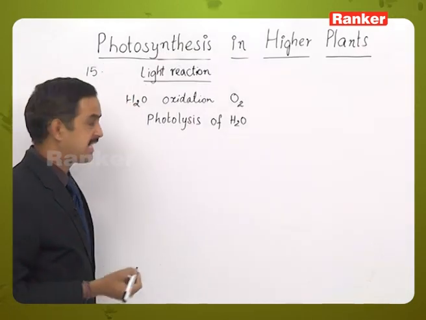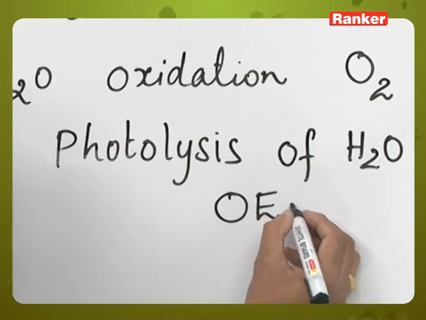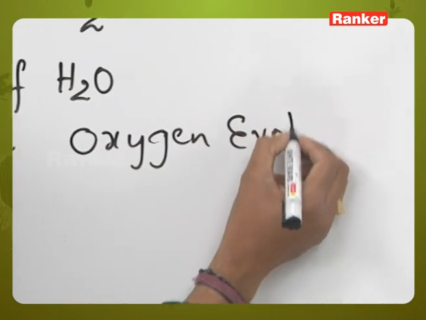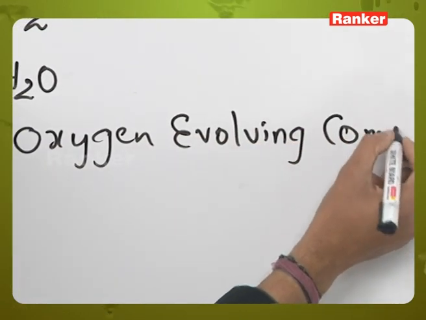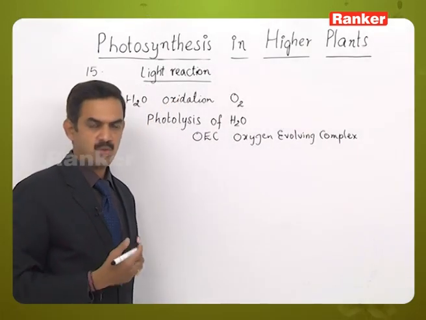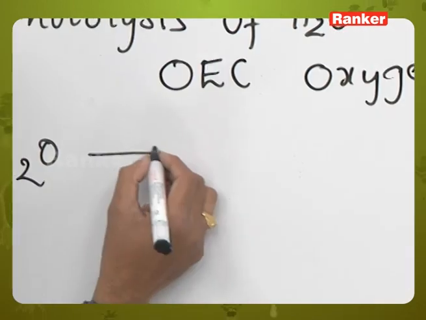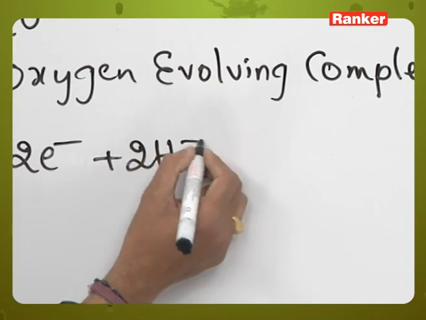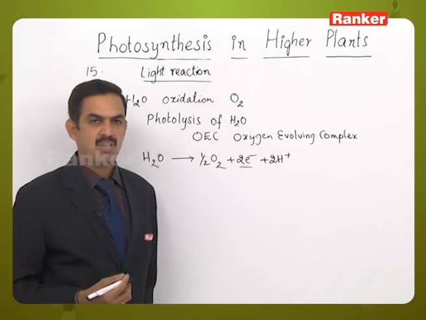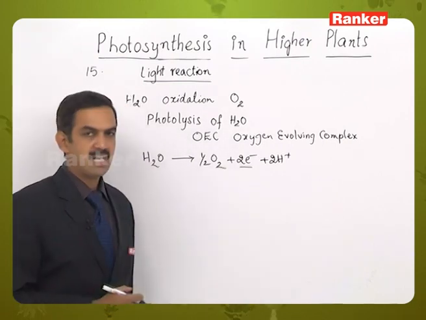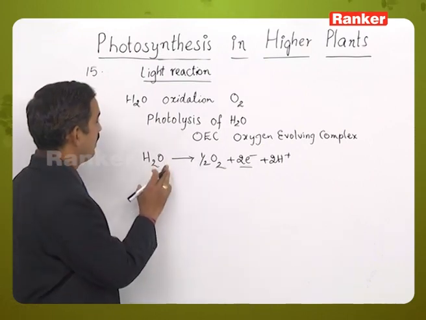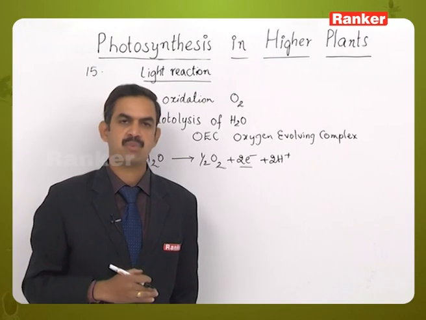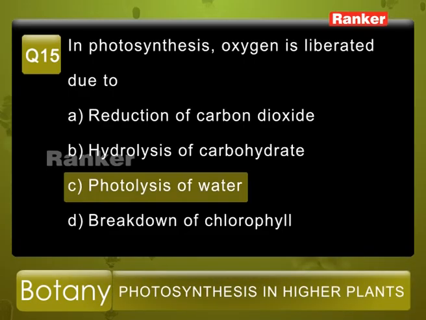The photolysis of water molecule is taking place with the help of a special complex called the oxygen evolving complex, which contains manganese and chloride. So here water molecule will split into half oxygen molecule, releasing 2 electrons and 2 protons. Already we had discussed that the electrons that have been lost by photosystem 2 will be compensated by the electrons that are being released by photolysis of water. So here in this light reaction, oxygen is liberated due to photolysis of water. That is the first step of the photosynthetic process. So from the given options, option C is the correct answer.